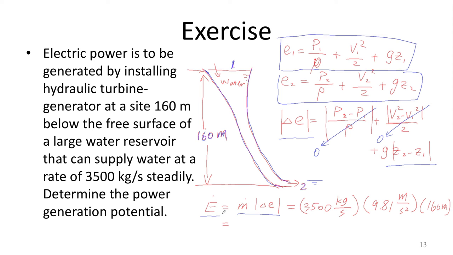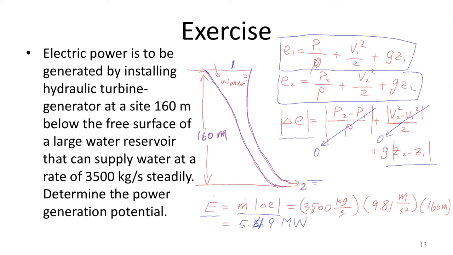This is the difference in the rate of mechanical energy flow between point 1 and point 2. And you can do the calculation. This is roughly, if my result shows, 5.49 megawatt. Okay.